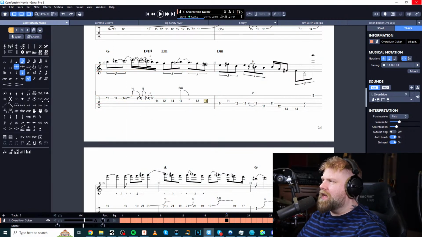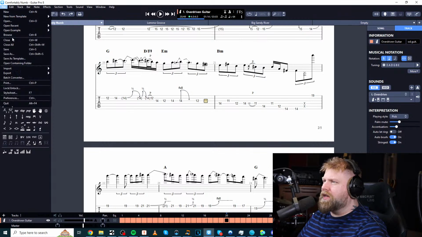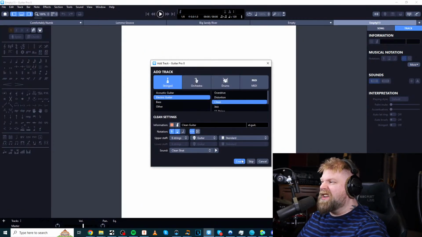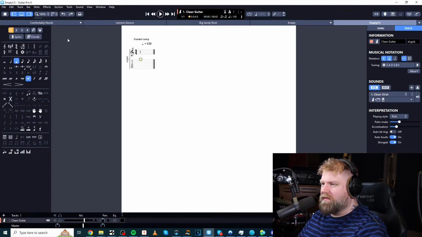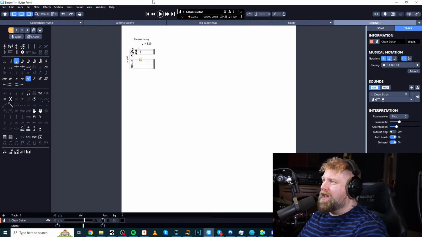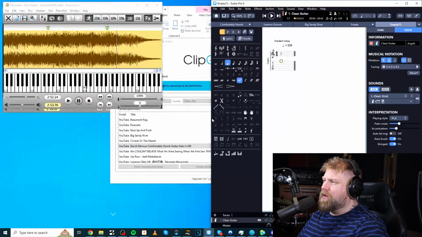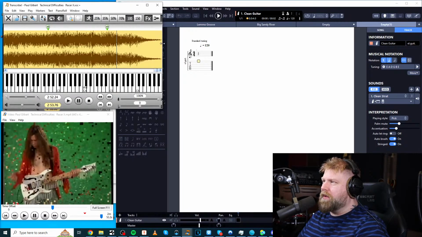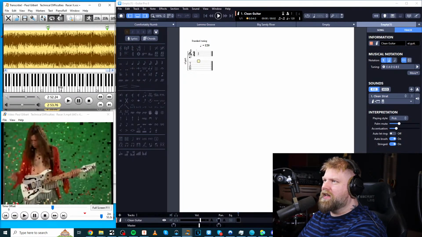Anyway, let's jump in and do the lesson type thing. So the first thing that you have to get your head around when we're doing anything like this is what a bar is. So you have to have the concept of what a bar is. So over here you can see some Paul Gilbert. I'm going to be transcribing this maybe later today.